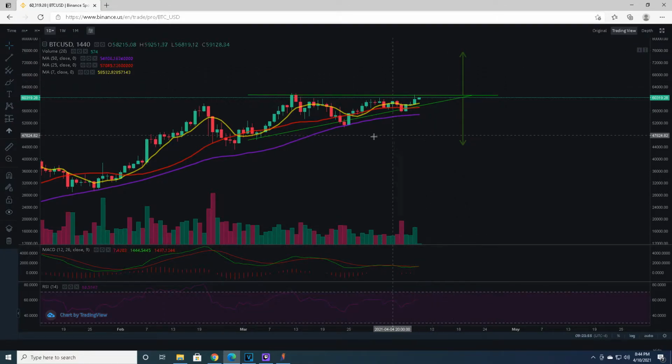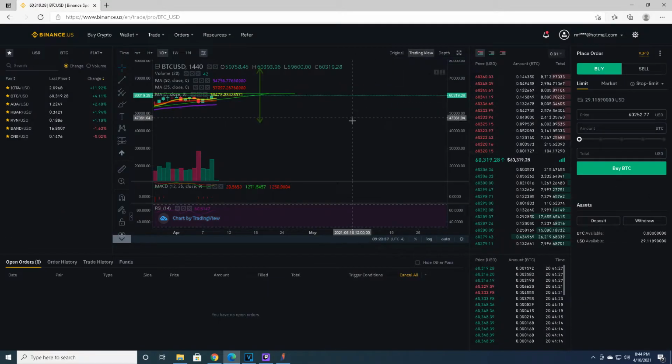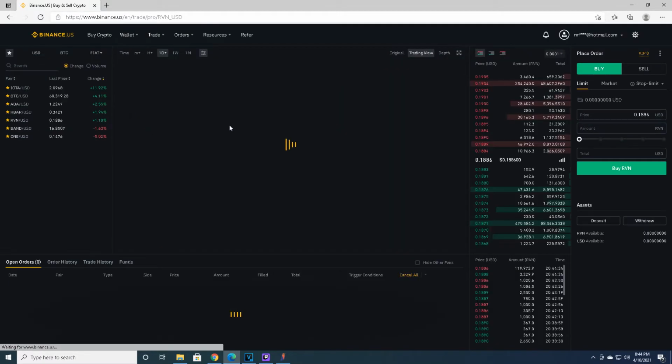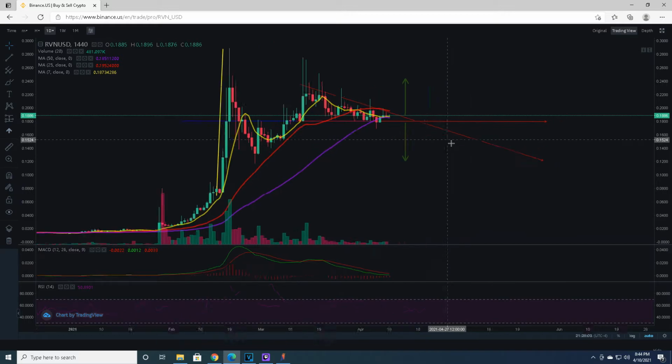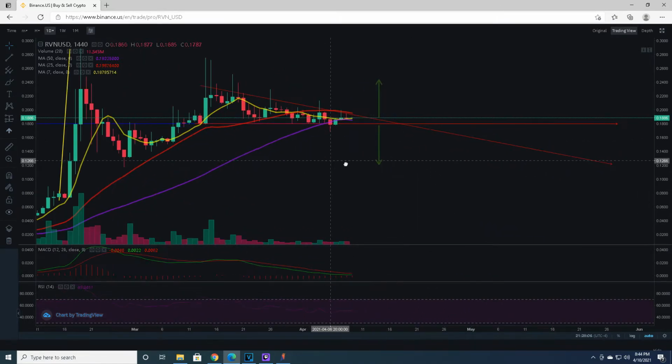Let's get out of here. We're going to go from here to, we're going to go opposite of this. We're going to go with RVN. We're going to go with Raven. And Raven is one that's scaring me a little bit right now because we are definitely in a descending triangle.